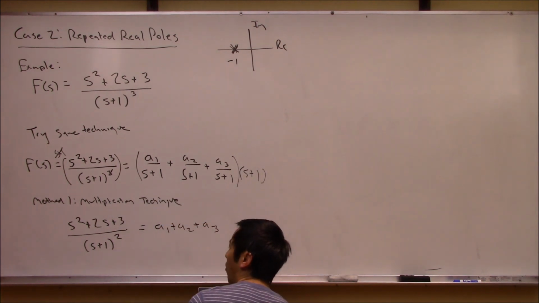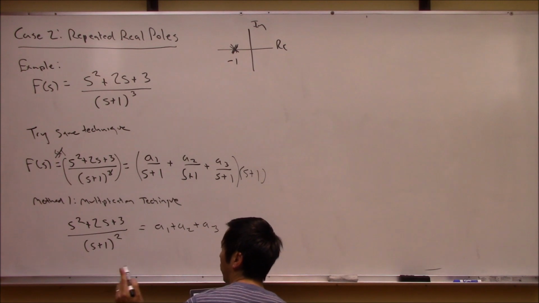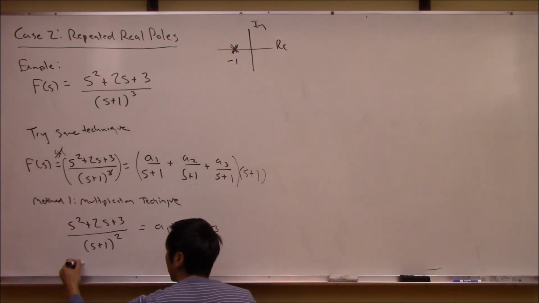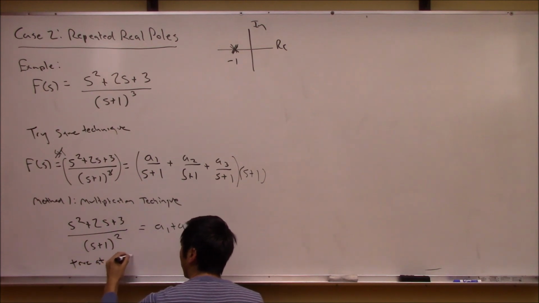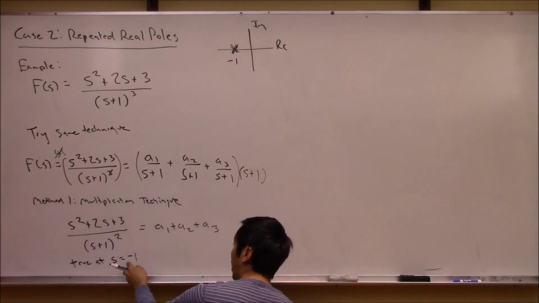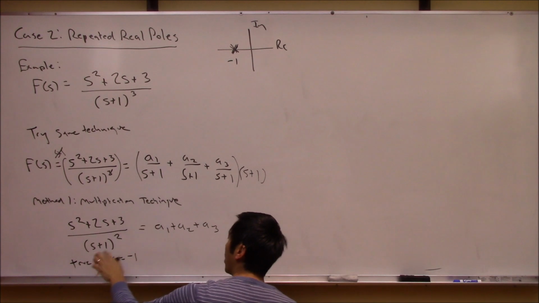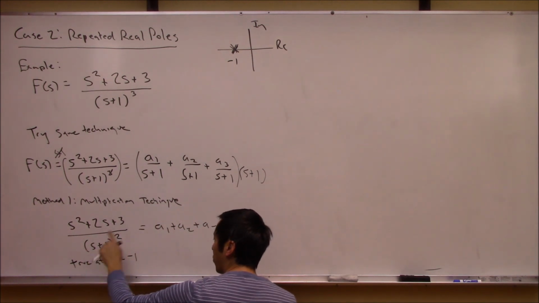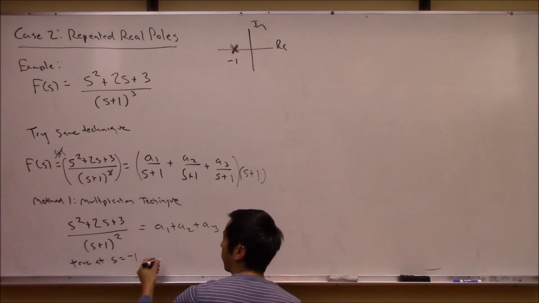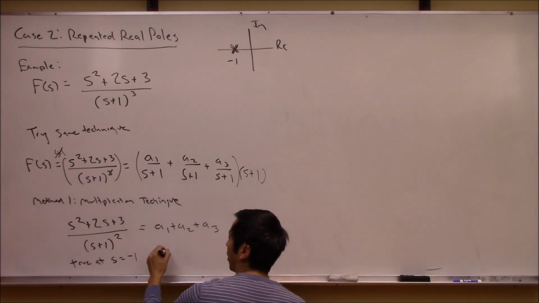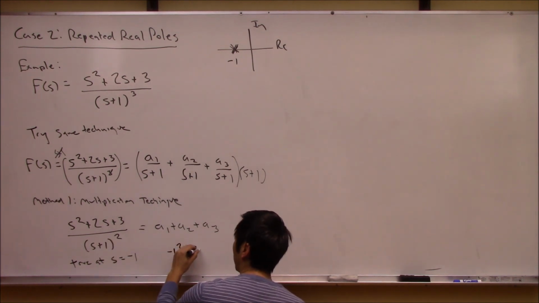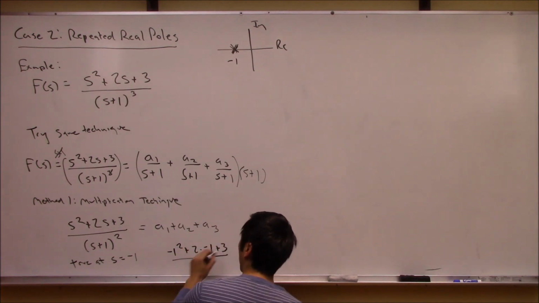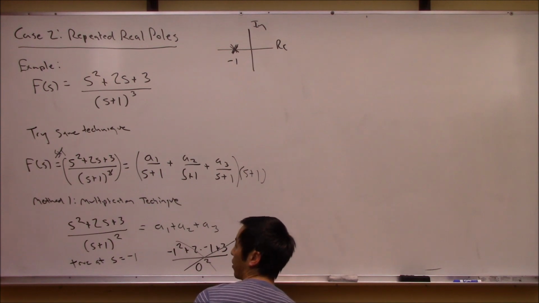And now, if you remember with the multiplication technique, we said this has to be true at s equal to -1, because that was the location of the first pole associated with a1. Well, look at this. Right away, we get hosed here because we end up with the divide by 0. We end up with minus 1 squared plus 2 times minus 1 plus 3 all over 0 squared. So problem, doesn't work, right?